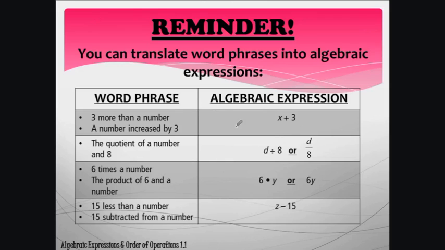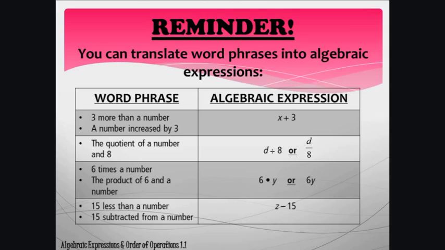Algebraic expressions can be written in word phrases. And if you take a look here, this is just our first example. 3 more than a number can be written as x plus 3. 3 more than a number. And we can use these hints inside our word phrases, such as more than. We know that that's addition. Or the product of, that's the answer to a multiplication problem. Or less than would be dealing with subtraction.